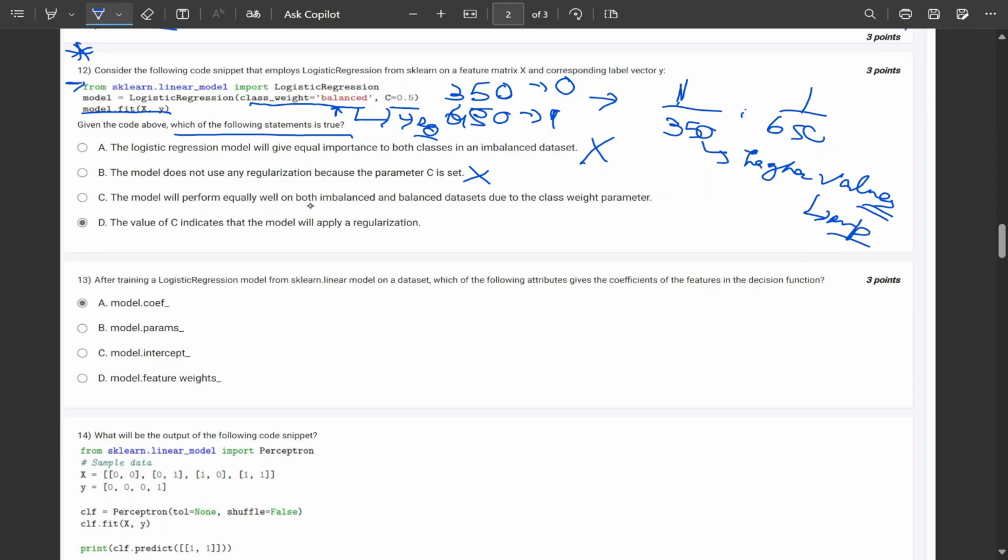The model will perform equally well on both imbalanced and balanced data sets due to the class parameter. That's totally wrong. I already explained this, right? And the value of C indicates that the model will apply regression. So that's totally fine, as I explained. So this question number 12 is done.